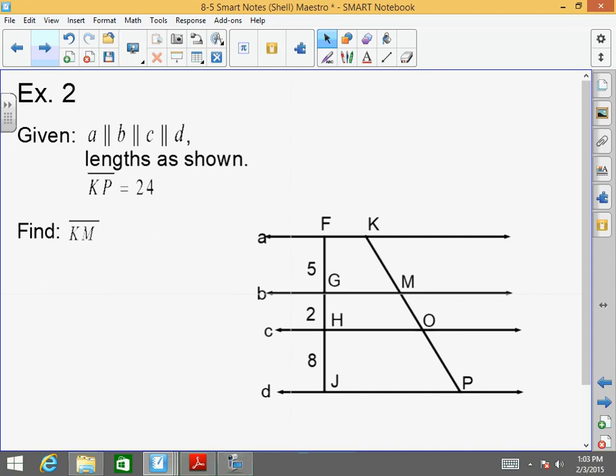A is parallel, rather, to B, which is parallel to C, which is parallel to D. KP, the whole entire KP, read, guys. KP equals 24. What is KM?